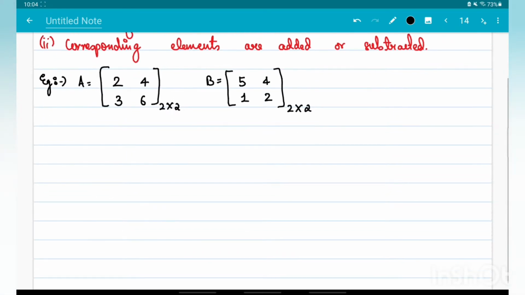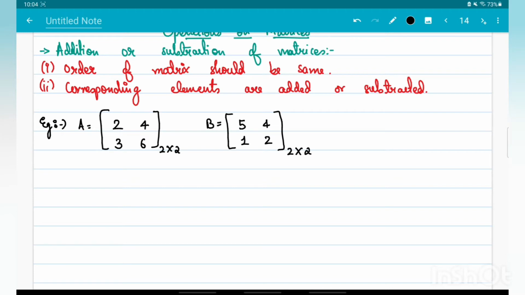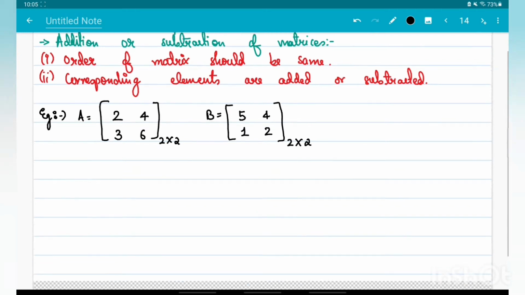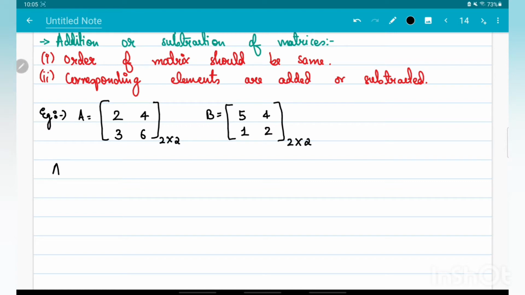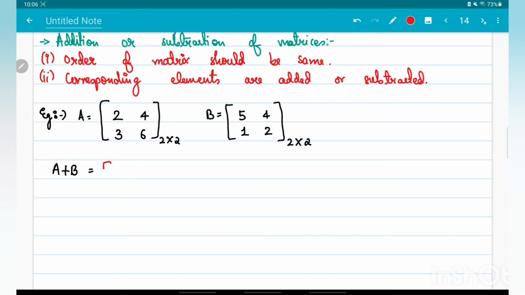So first let us add the matrices and see how to do it. So first thing is that the order of the matrices should be same, and that step is verified because in this case both the matrices are of order 2 by 2. Now when I do A plus B, that is, I'm adding both these matrices, I have to add the corresponding elements. The final matrix also will be of the same order, that is 2 by 2, when we add or subtract two matrices.